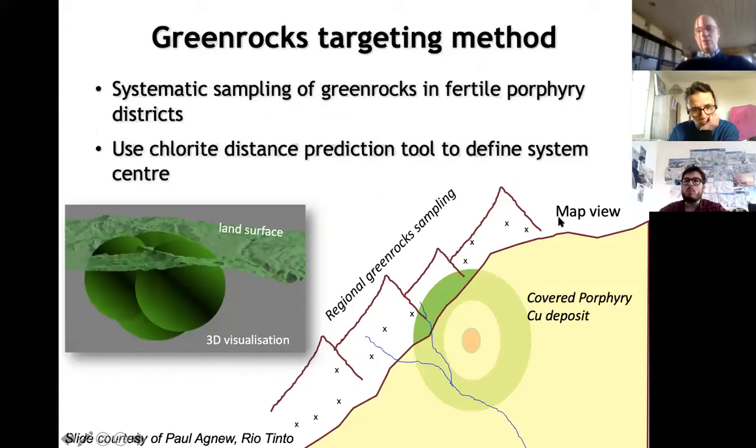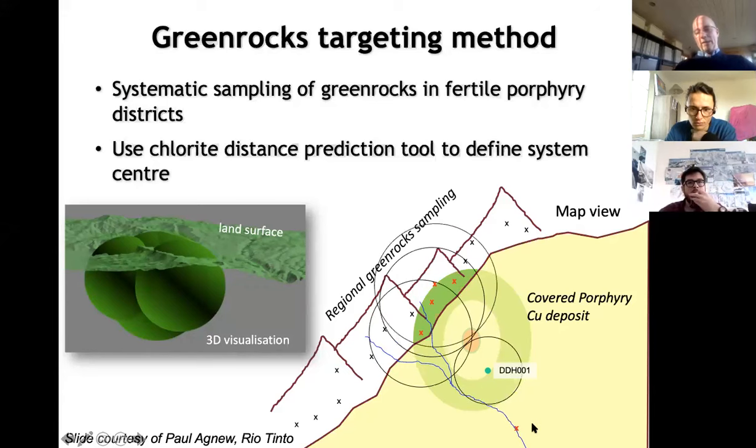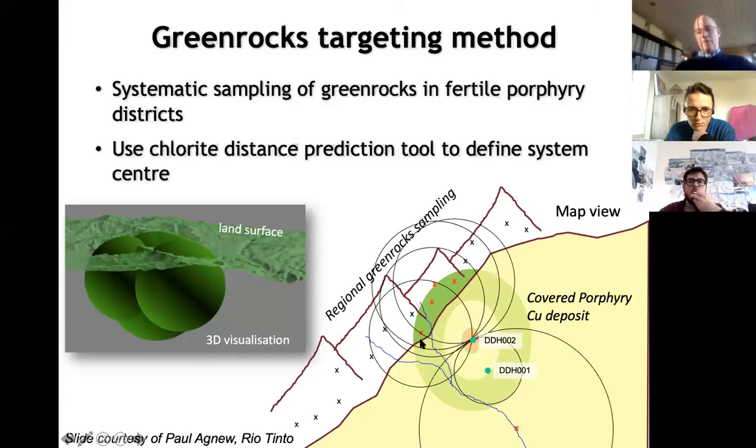This is map view. So imagine we've got a covered porphyry deposit under cover. We can take some samples on the surrounding exposed mountains, and some of those, in red crosses, may intersect propylitic alteration. There's maybe a sample down in a creek here, and then a shallow drill hole intersects some propylitic alteration. So we have a few samples with propylitic alteration in them. From the mineral chemistry, we can make predictions as to how far away each sample may be from the center, and hopefully those predictions would converge, and that then gives us the target that we can drill, hopefully representing the center of the hydrothermal system.